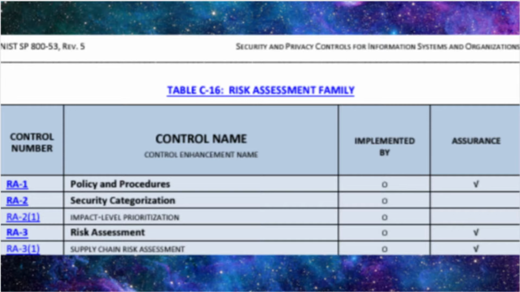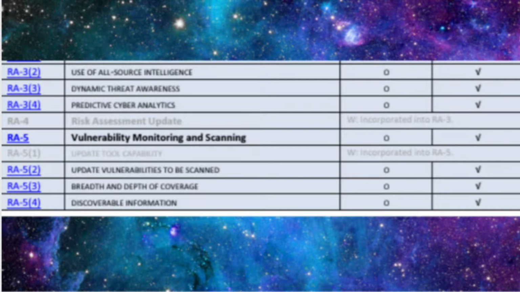The NIST SP 800-53 risk assessment family includes controls for policy and procedures, security categorization, impact level prioritization, risk assessment, supply chain risk assessment, use of all source intelligence, dynamic threat awareness, and predictive cyber analytics.